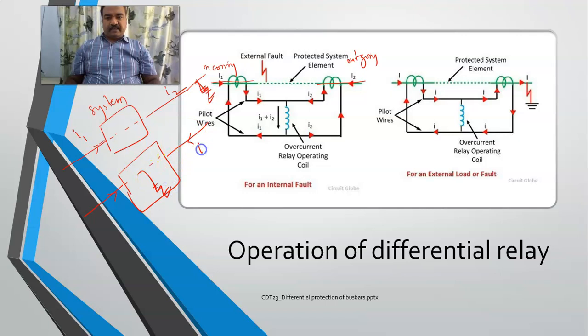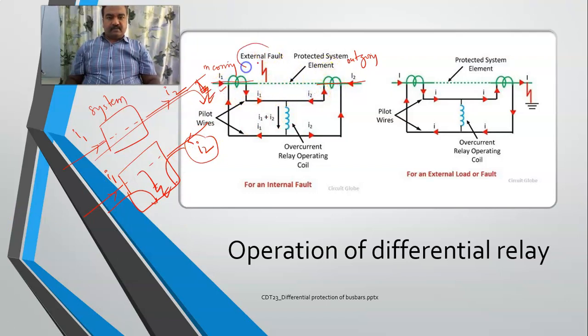So automatically the current direction will be changed. Earlier the current was moving in this fashion to this fault. Now what happened? This is one current and this is another current. Whenever there is an internal fault, the direction of I2 is also going to change. That's why this is I1, and I2 is in reverse.